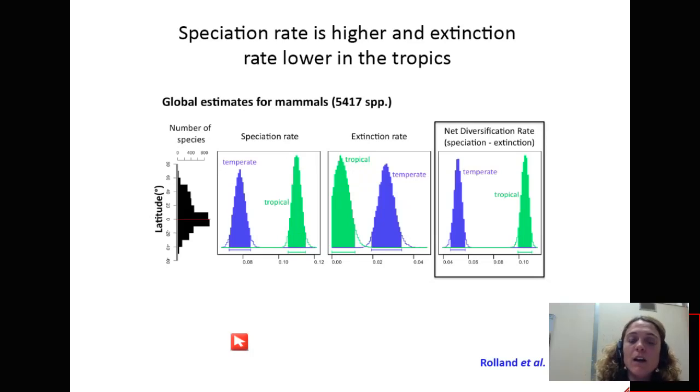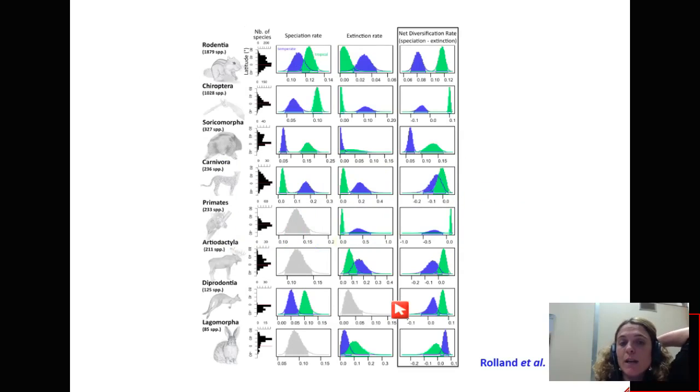We find, this time, the pattern that would be expected from the latitudinal diversity gradient standpoint: higher speciation rate in the tropics, a lower extinction rate in the tropics, which result in a much higher net diversification rate in the tropics. So this is for the mammals seen as a whole, but as we know that there must be a wide variation in diversification rates across groups, we also applied this model to orders within the mammalian phylogeny.